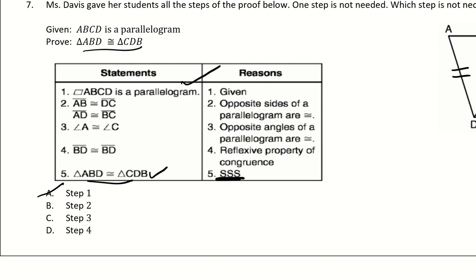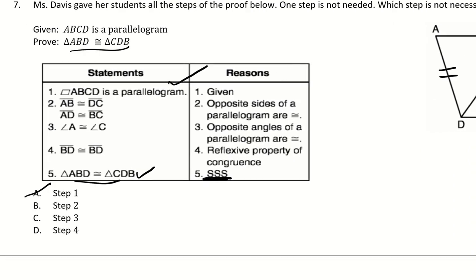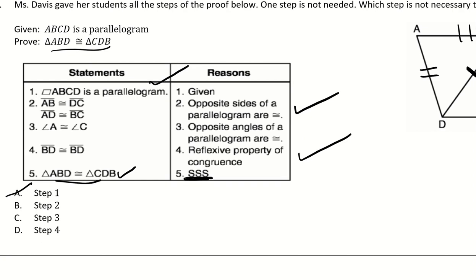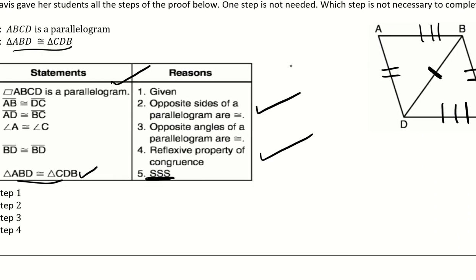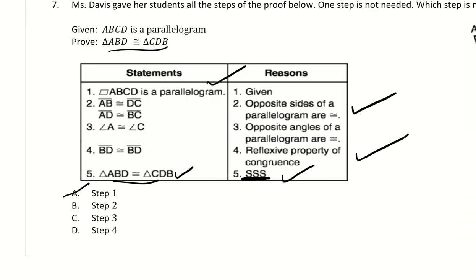So that's exactly what we're going to need. So we need to show that the opposite sides are congruent. We need to show that the side in the middle is congruent by reflexive property in order to prove by SSS. So the only ones that we do not need are the angles. We don't need the angles in order to solve this proof. So the answer is step 3 is not needed for the proof.